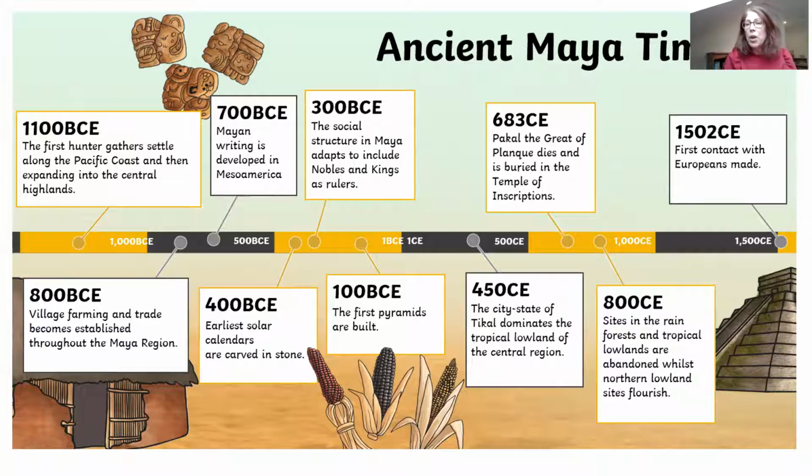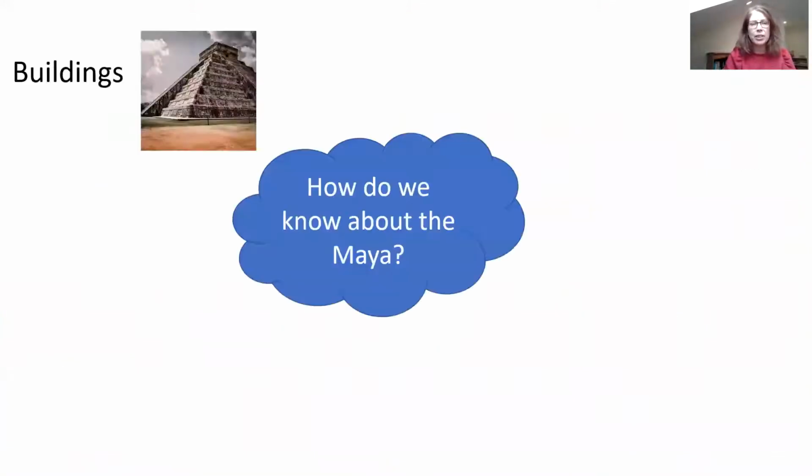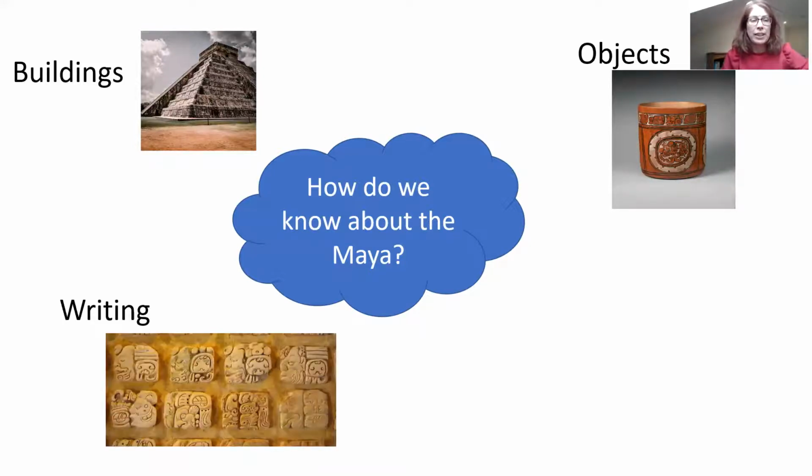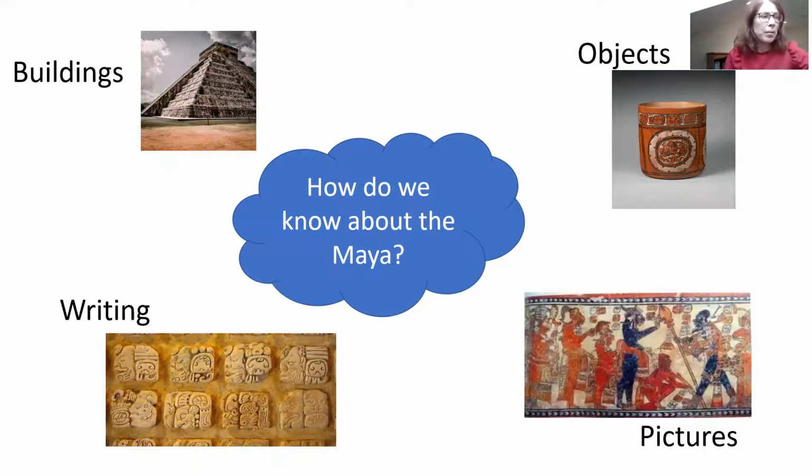So how do we know about the Maya civilization? Well, there are 4 main ways we can get some information. And here they are. We've got buildings that we can use to learn about the Maya. We've got objects, writing, and we've also got pictures.